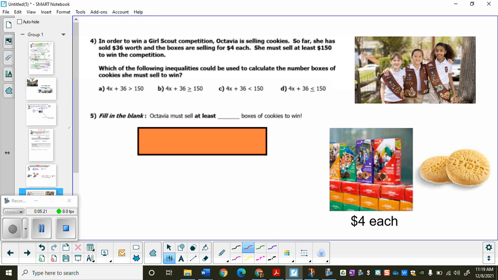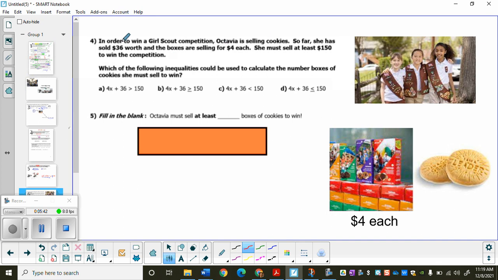Now here I have a picture of just some random different Girl Scout cookies. Girl Scout cookies are really popular. I'm not sure what your favorites are. I'm kind of partial to the Thin Mints. Actually, I like everything that's in this picture that I can see. The peanut butter ones, the caramel delights, and the Thin Mints. Man, I like all of those things. But one box is just $4, okay?